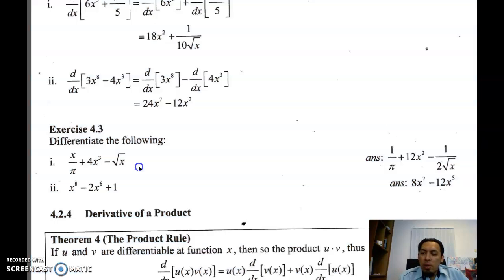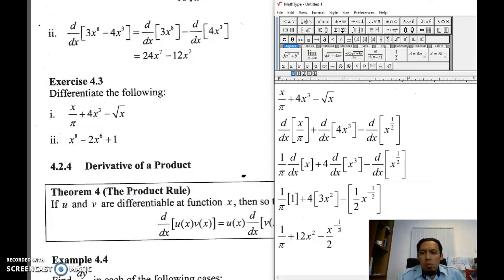Now let's try to do this one, exercise 4.3. Alright, so this is how you should do it. Differentiate each of them separately, and then to make this easy, we try to remove the constant, split the constant like this. Put 1 over pi outside, we put 4 outside, and there is no constant here, so we proceed. And after that, we differentiate what's inside. And lastly, this is what we should get. Now, let's try to make sense of it. So, this is the function, and this is the dy dx of the function. So, what does that mean?